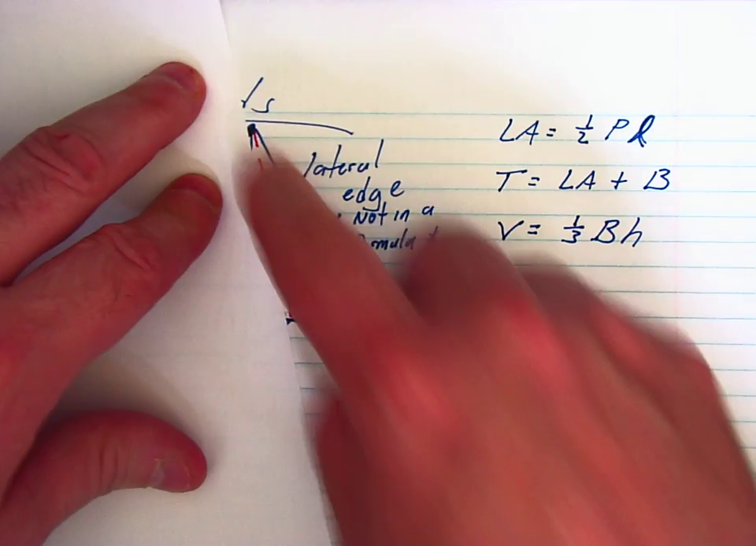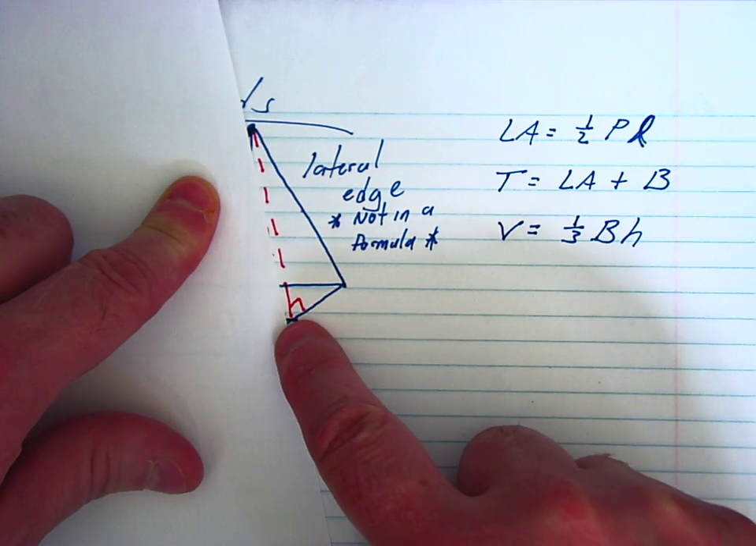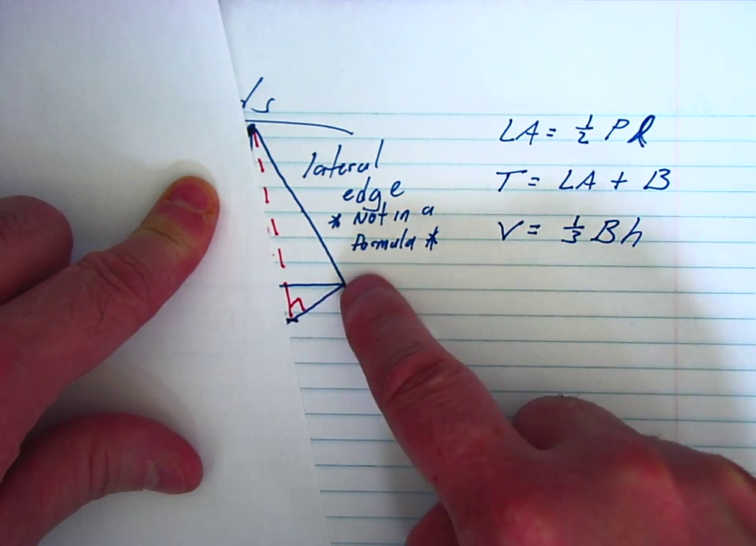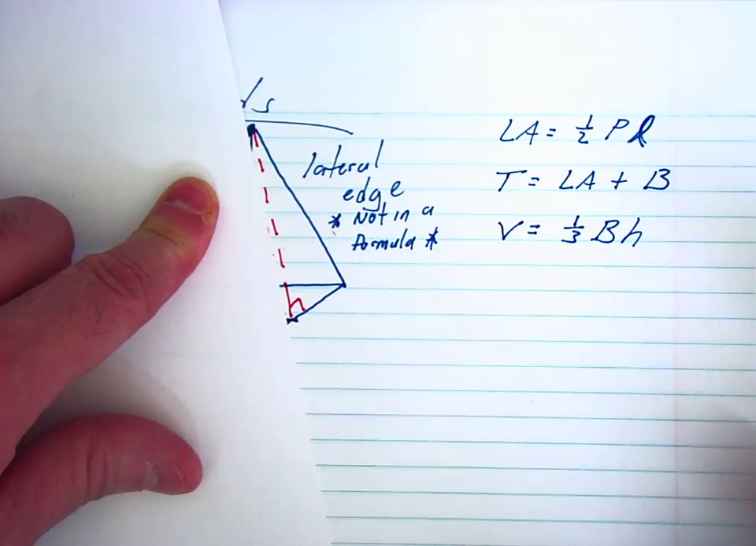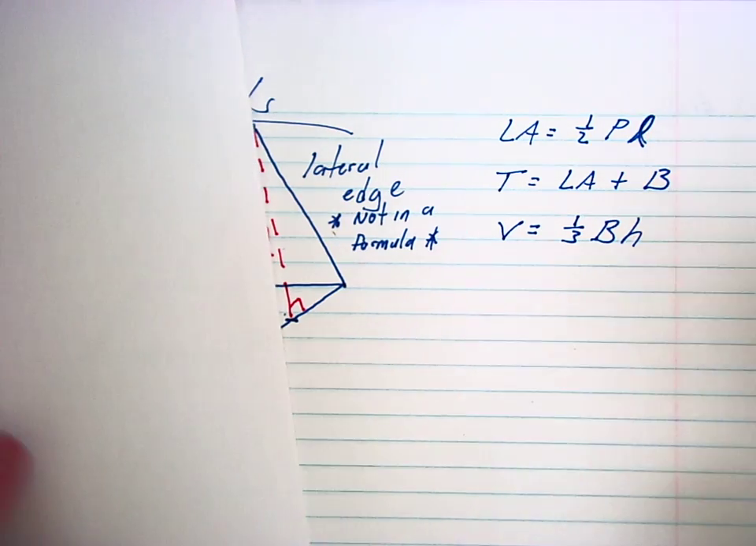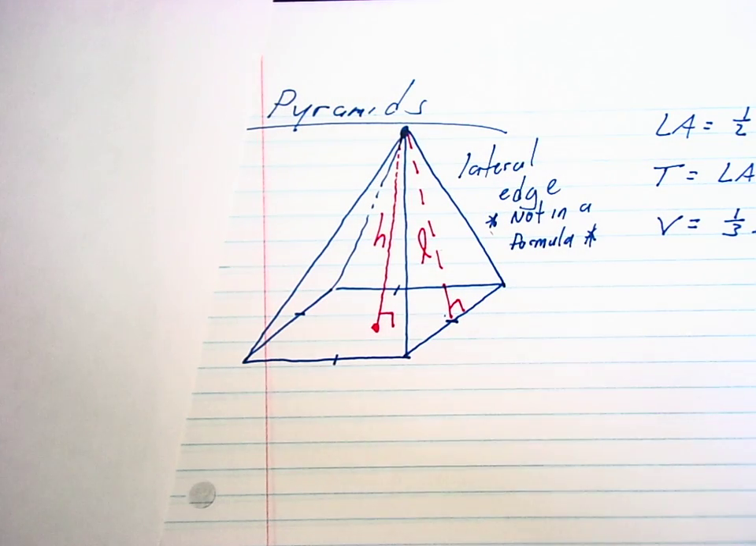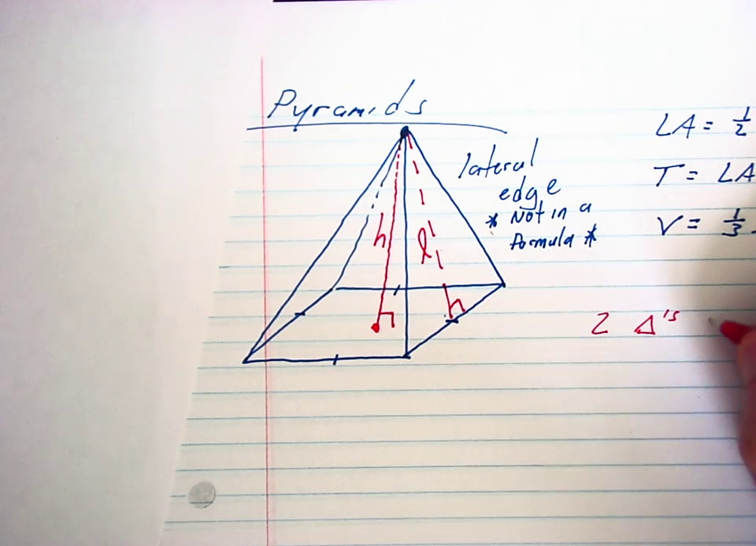See how the L comes straight down at a 90-degree angle? Then from there to there would be half of a side, then the lateral edge. Those three are going to make a right triangle that you're going to do Pythagorean theorem sometimes with. So we're going to draw those triangles right now so that I can reference them. So you're going to have two triangles created.